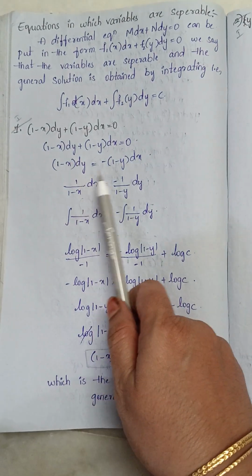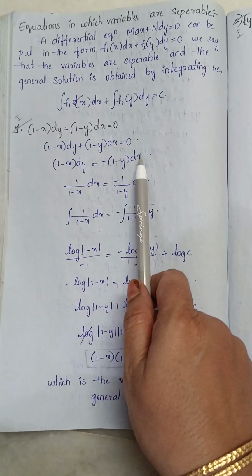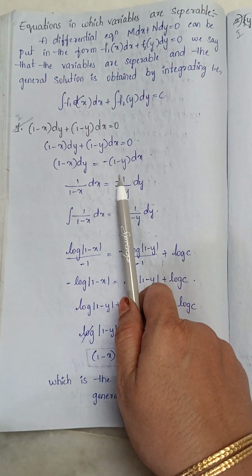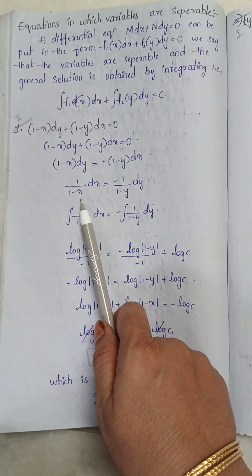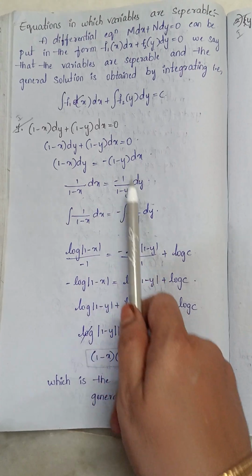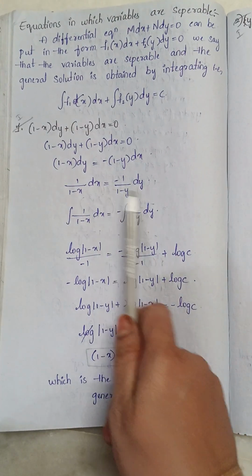Again, what should we do? X terms on one side, y terms on one side. So take dx here, and take this x term to this side. Then it will be 1 by x, 1 by (1 minus x) into dx here. And take this term to this side, so minus 1 by y into (1 minus y) into dy here.